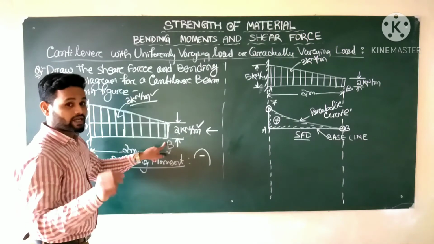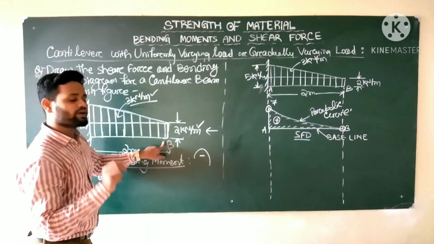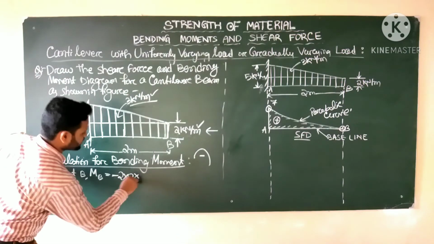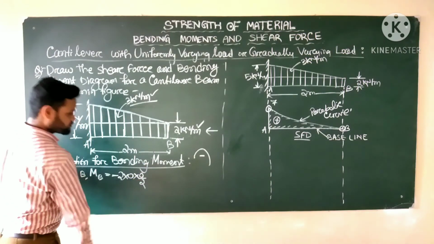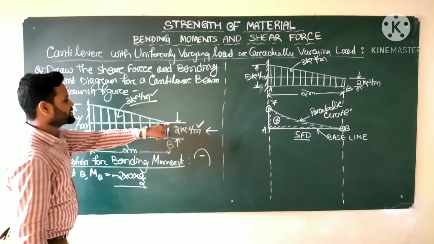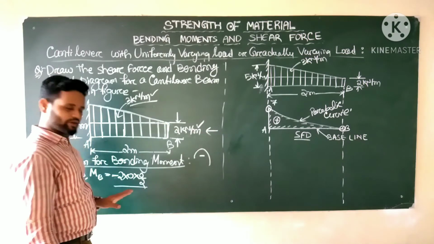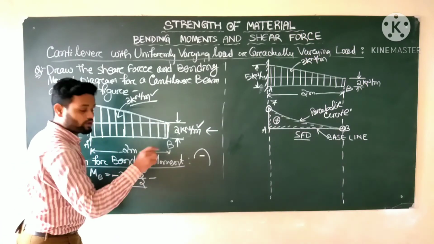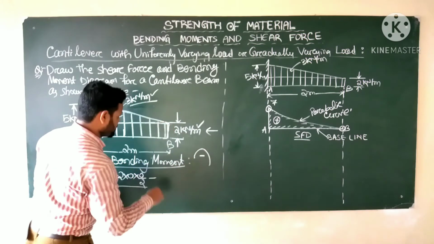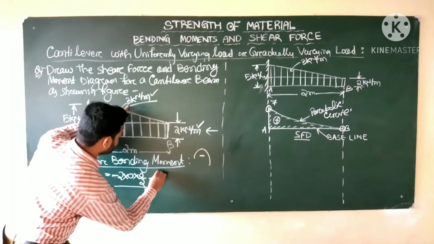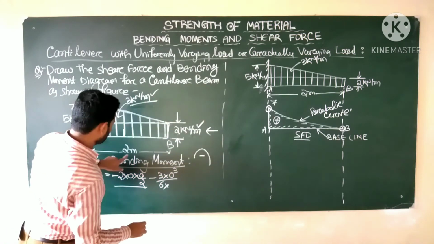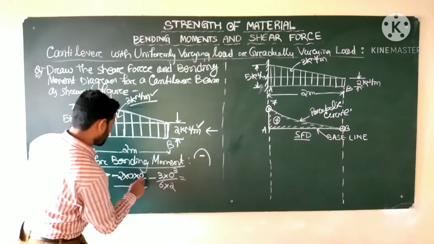At point B, the value of X is how much? 0. Starting point X is 0. So W is 2, into X is 0, so 0 by 2 is 0. This is for uniformly distributed load. Next, the UVL is also there. It is the starting point of UVL. So minus W X cube by 6L. Here the X value is 0 as it is the starting point. W for UVL is 3. W into X cube means 0 cube divided by 6 into length of the beam, which is 2. So 0 into something is 0.